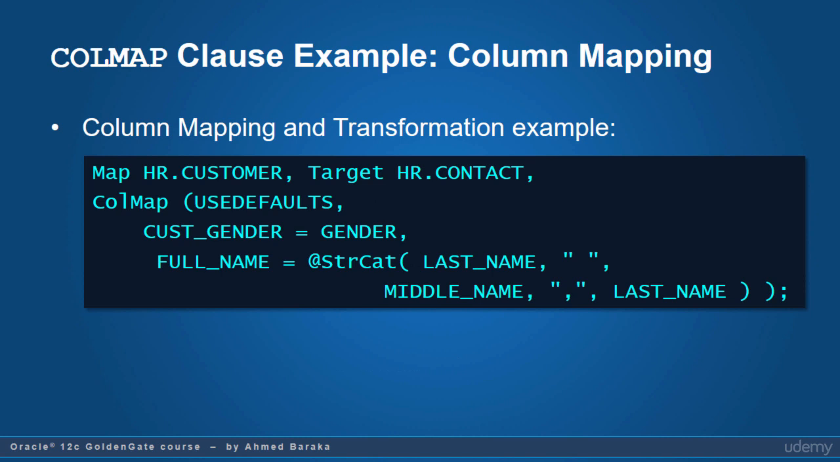The example in the slide maps the customer table in the source database to the contact table in the target database. It moves the customer gender column value to the gender column. It concatenates the last name and first name columns to derive the full name column. I will cover the concatenation function in the next lecture. The example also automatically maps other HR customer columns to the HR contact columns that have the same name.